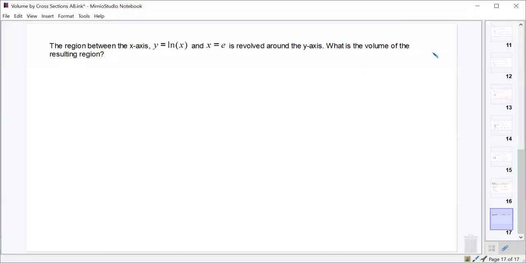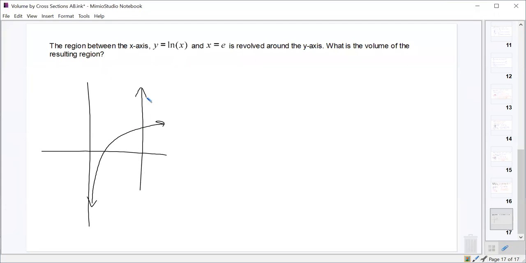So we're looking at a region between the x-axis, natural log of x, and x equals e. That's natural log of x. There's x equals e. So we're looking at this region right here.